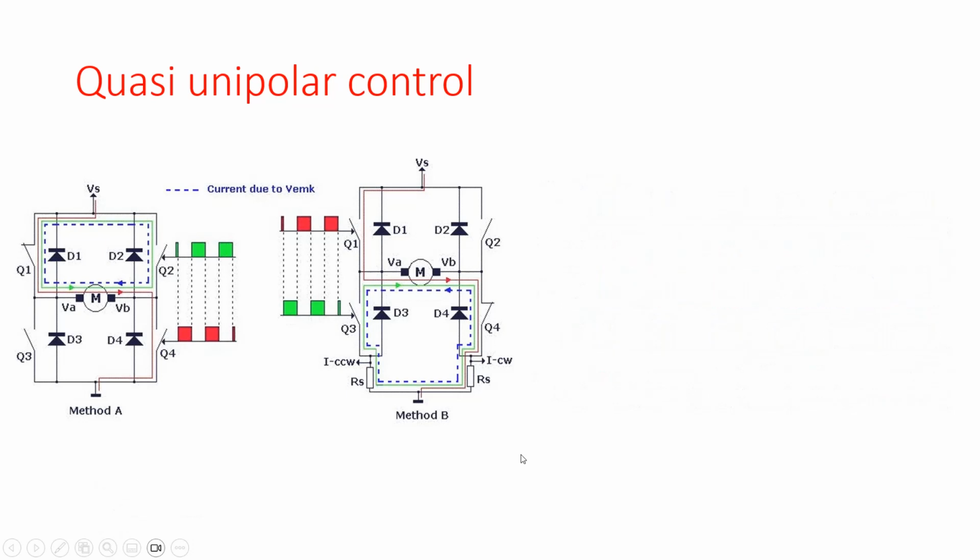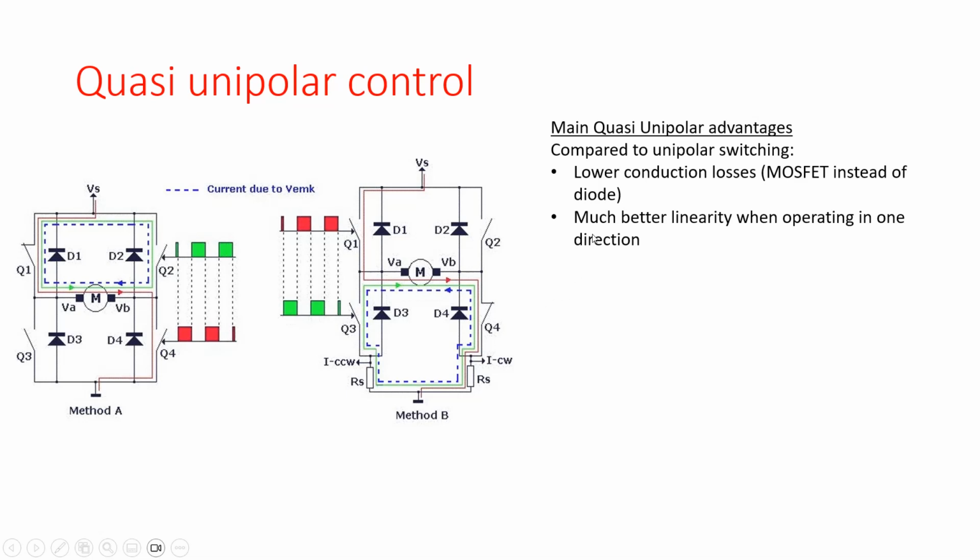So looking at the main properties of this switching topology, we can say that comparing to unipolar switching, the positive aspect of quasi-unipolar control is that we have lower conduction losses because the ohmic resistance of a MOSFET is much lower than the ohmic resistance of a diode. But the main advantage is that we have a much better linearity when operating in one direction. So for all the values of PWM, we have a linear relationship between the PWM signal and the output signal VA minus VB.